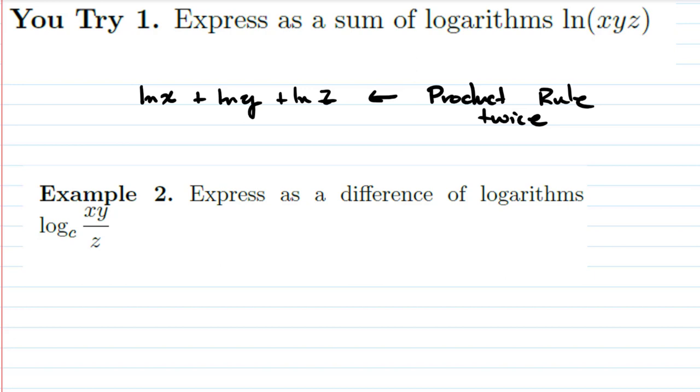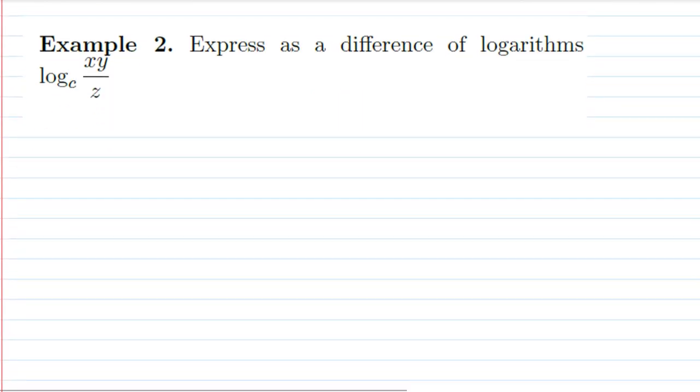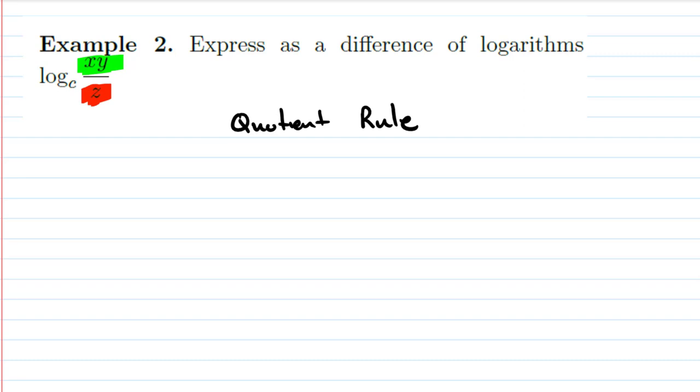In this next example, we're going to need to start off by using the quotient rule. So let's go ahead and identify our numerator, and the quotient rule is going to be xy, and the denominator is going to be z. So that's going to give us the logarithm base c of xy minus the logarithm base c of z.